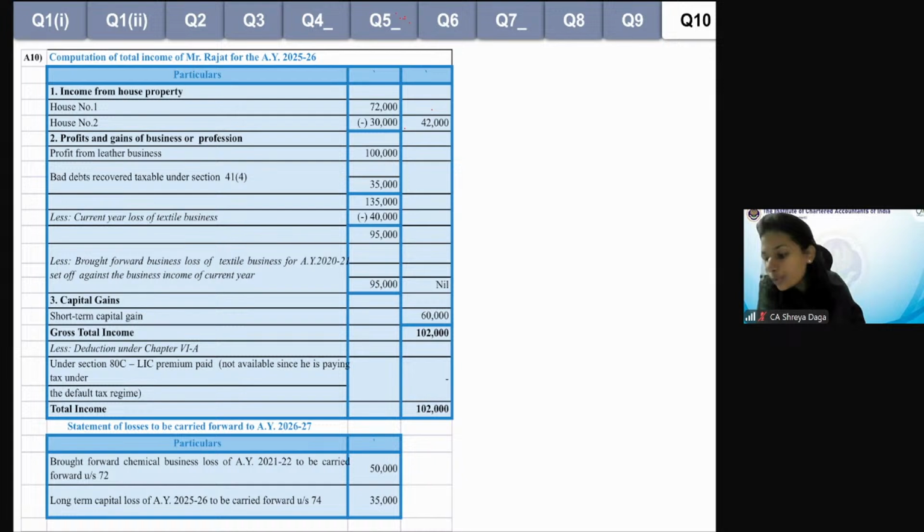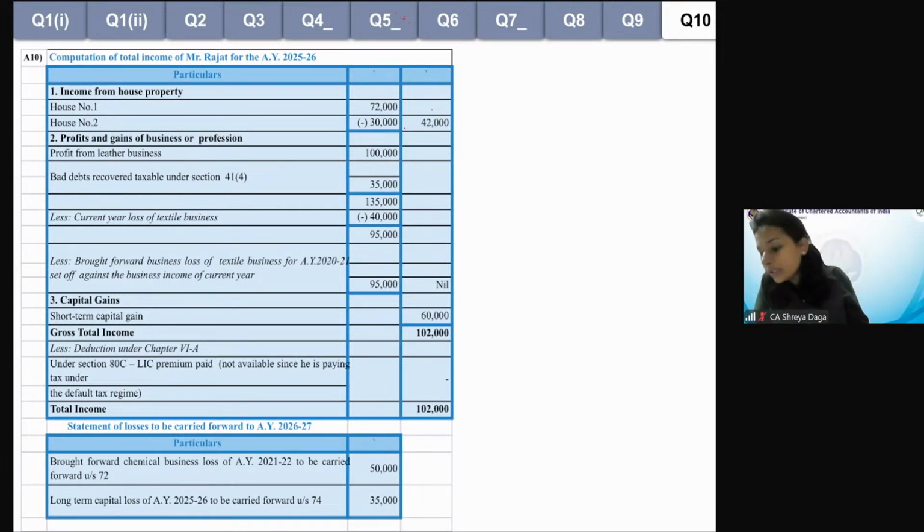Now, what will you use first? In the order of set off, current year loss has to be used first. It's not that you take textile against leather, and leather against textile will match like that. We will match as per the rules given to us. That is current year first, previous year next, unabsorbed further next. We will use this order of set off.